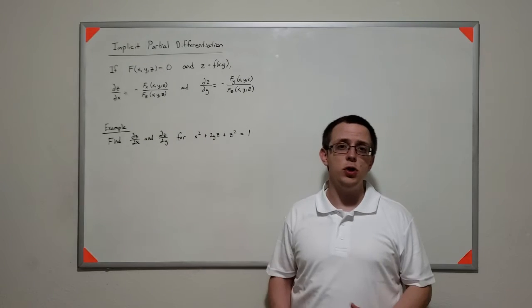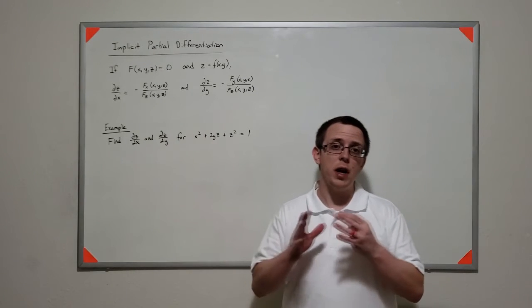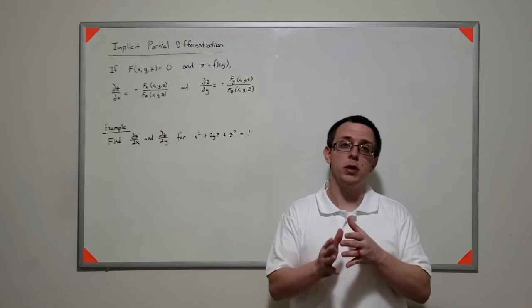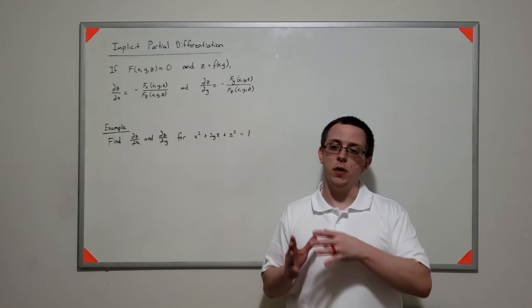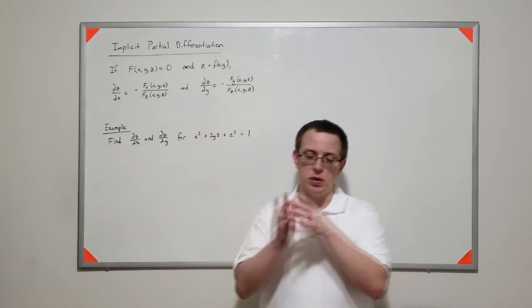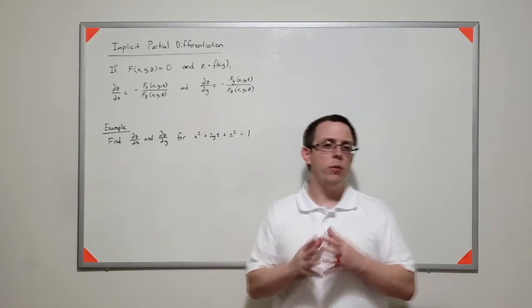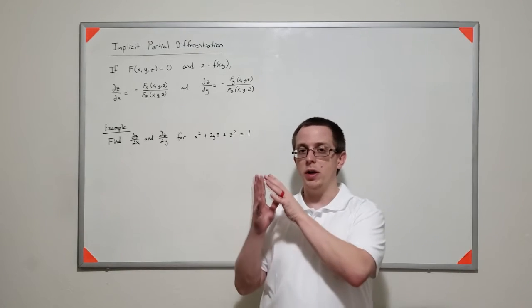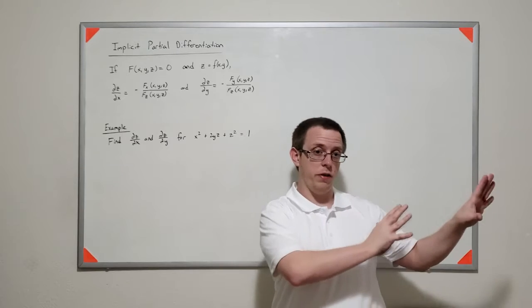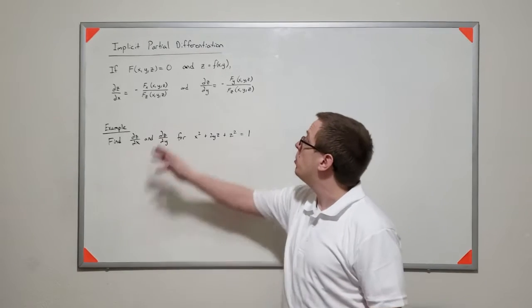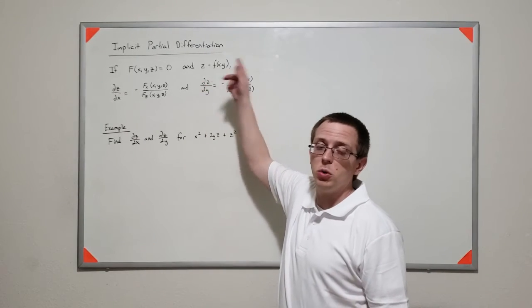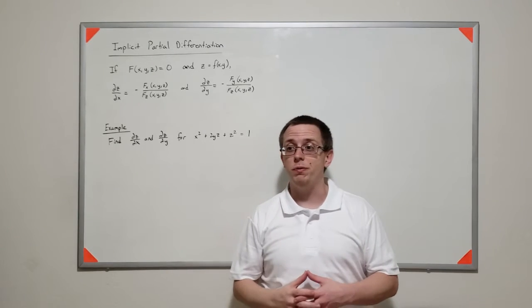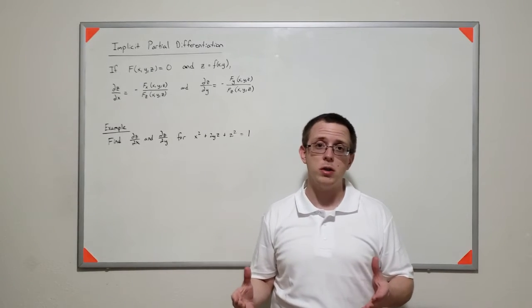We've shown that you can use partial derivatives to find implicit derivatives if you have one variable as a function of the other. But what if we have the case where one variable is a function of all of the other variables, not just one variable, but maybe it's a function of two separate variables? Well, what we find is it's actually pretty much the same process.